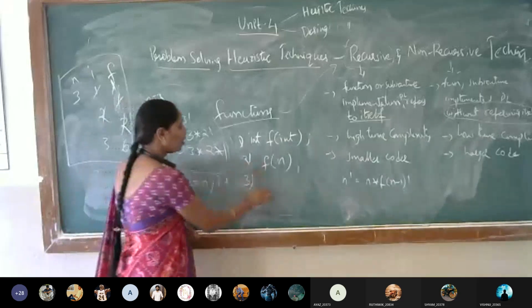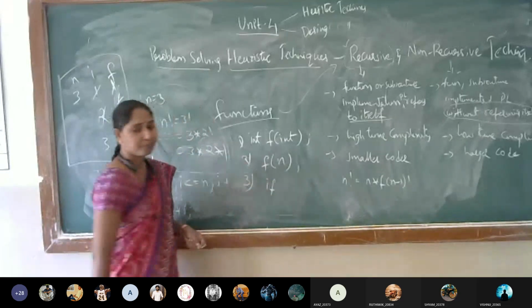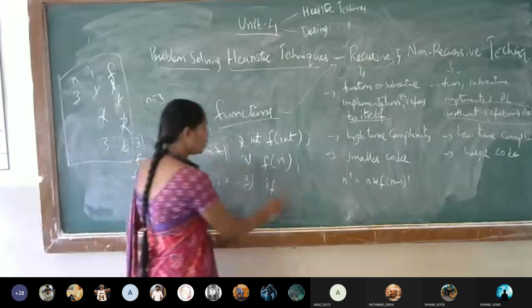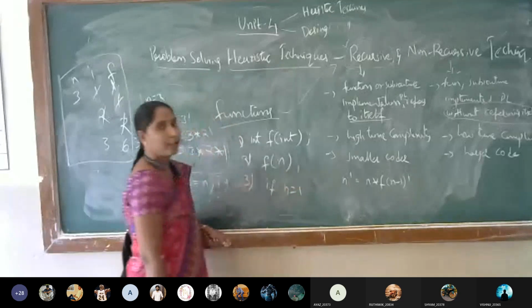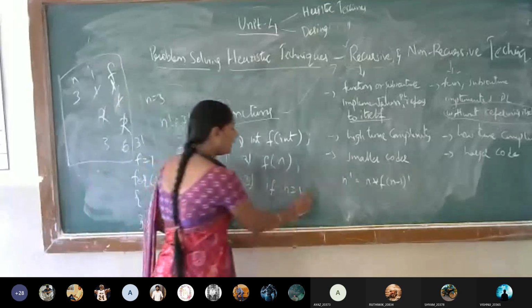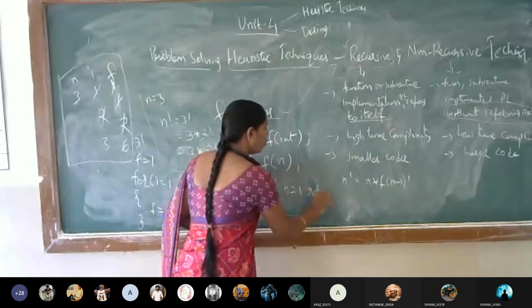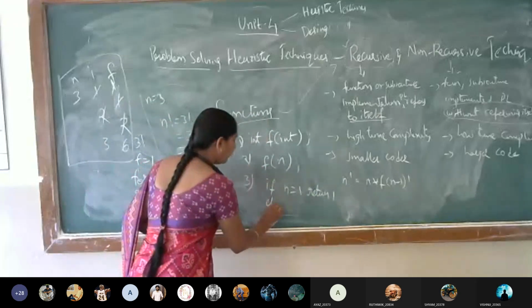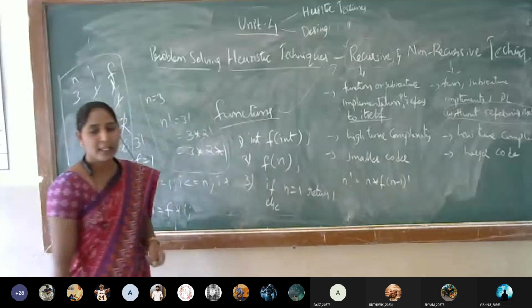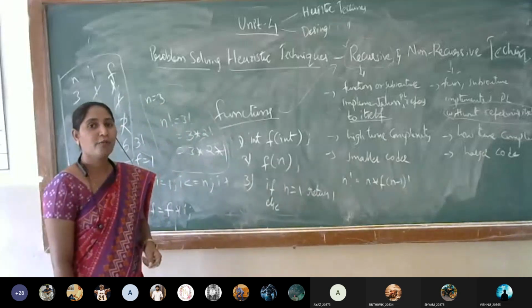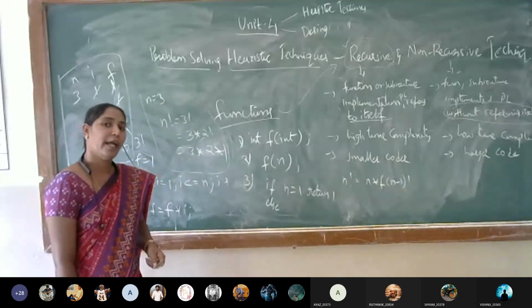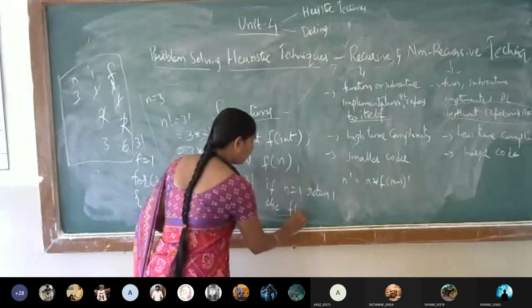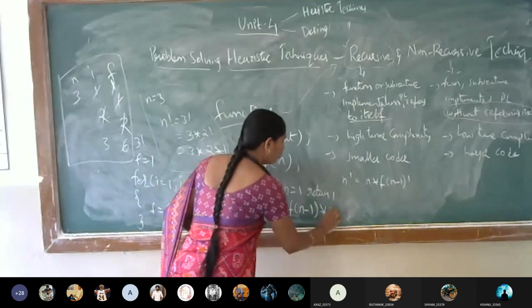So the logic we will be writing is: if n is equal to 0 or 1, then it will return that particular result as 1. If it is not, then we will write else, we will specify factorial of n minus 1 into n.